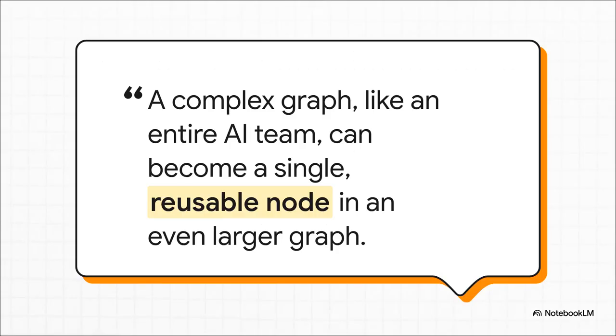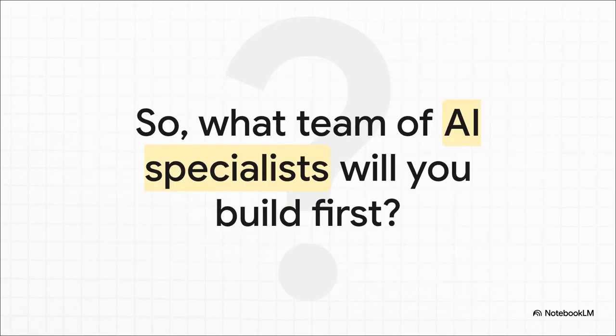This all leads to an absolutely incredible concept: composability. What this means is you can build an entire AI team with its supervisor and all its workers, and then you can wrap up that entire complex graph and treat it like a single, reusable node. You can then use that team node inside an even bigger workflow, which lets you create teams of teams. I mean, this just blows the doors wide open for building incredibly sophisticated autonomous systems. You could have a research team that feeds a writing team, which then hands its work off to a marketing team, all automatically. It really just leaves us with one big, exciting question to ponder. What team of AI specialists are you going to build first?